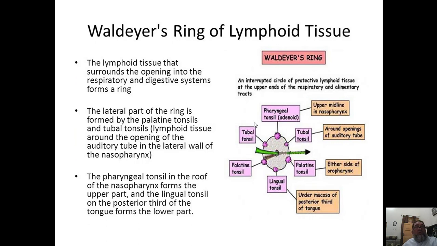Now dear friends, my dear students, I would like to describe a very important structure which surrounds this gateway of the GIT, that is the oral cavity and oropharynx. This is called the Waldeyer ring of lymphatic tissue. So this is a natural mechanism, a natural system.